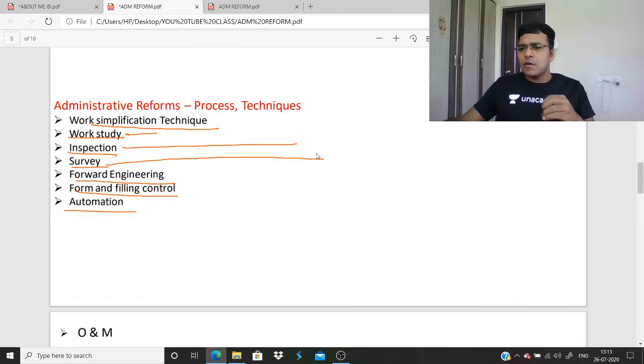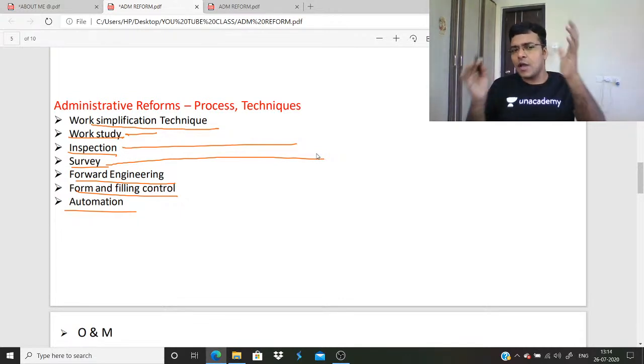Survey is a method. You find many organizations conduct surveys. You are selling a product and you conduct a survey in Odisha and Bhubaneswar, how many people love your product and what improvement people need from your product. So this is a survey. A survey is conducted to increase the efficiency of a particular thing.